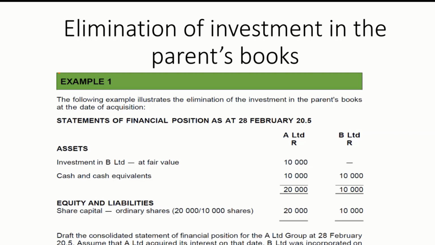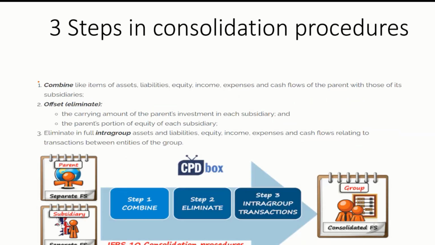Good. Now, they say prepare the consolidated statement of financial position for A Limited Group at 28 February 20X5. What is the method for consolidation? What is the first step for consolidation? We eliminate. No. What is the first step? To find the percentage. What is the first step? To combine. We combine.